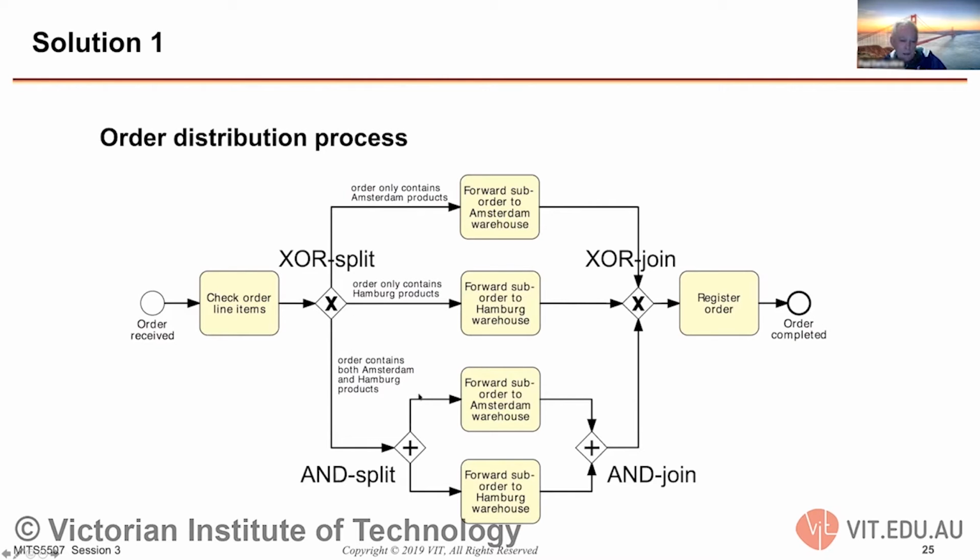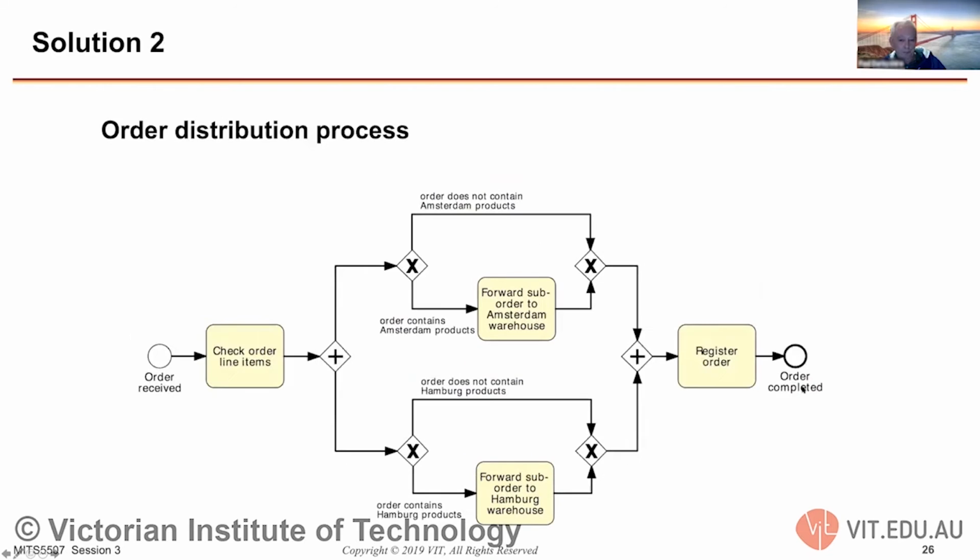If the order contains both Amsterdam and Hamburg products, we forward some of it to Amsterdam and we forward some to Hamburg. We have an AND join here, and then either one of these flows, either this flow down here or these flows up here, will then join up and then we can register the order. That's one way to do it. And of course, once we register the order, it is completed.